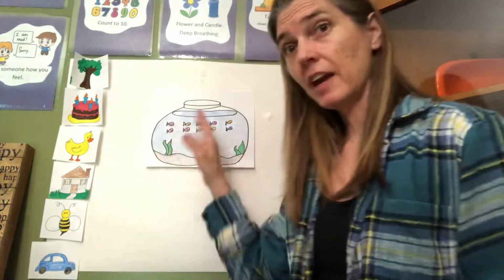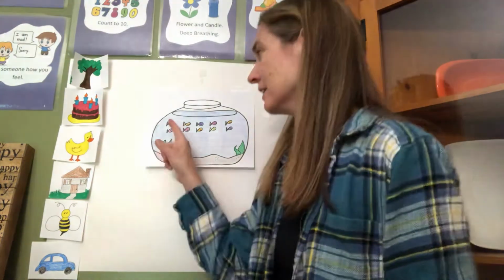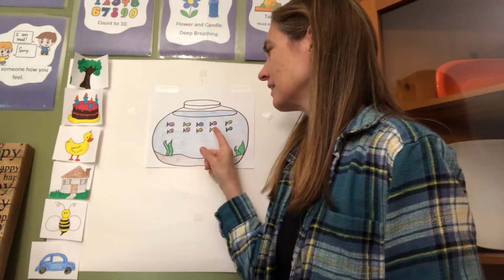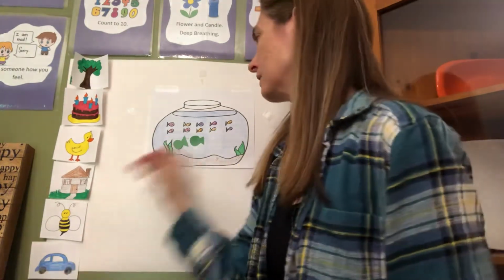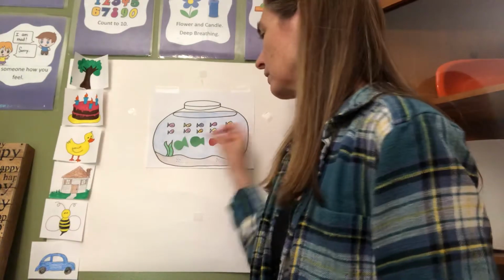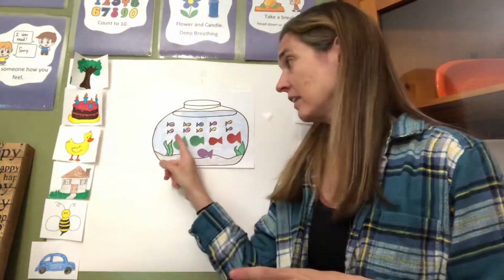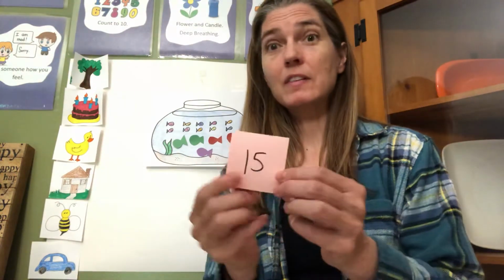So let's count and put 15 in our tank, and then let's look at what that looks like, okay? 1, 2, 3, 4, 5, 6, 7, 8, 9, 10, 11, 12, 13, 14, 15. I have 15 fish in my tank. But when I look at it, I think that's really interesting because it's the 10 that I had and 1, 2, 3, 4, 5 more. So it's the 10 and 5 more, 15.